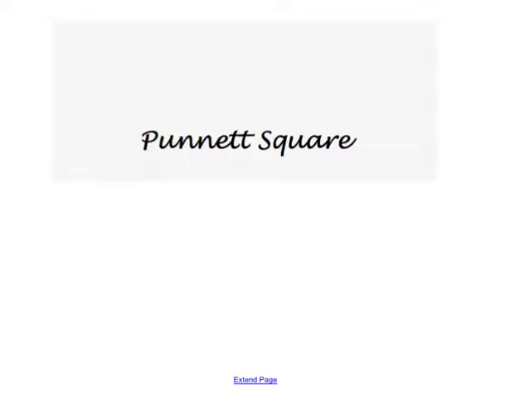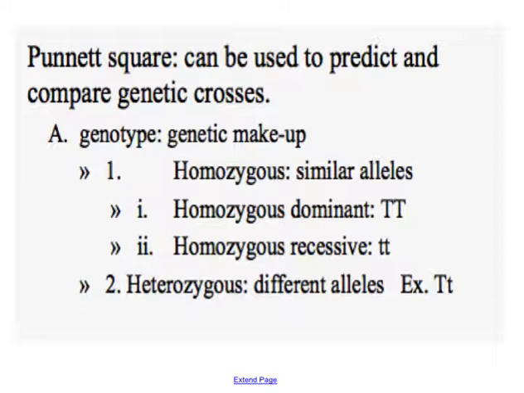Punnett squares. So we take a look here. First, we're going to talk about what exactly a Punnett square is. A Punnett square is used to predict and compare genetic crosses. The first term is genotype, the genetic makeup. It's the genes inside you. Well, you can't see your genes, so we have to represent them somehow. We use letters to do that.